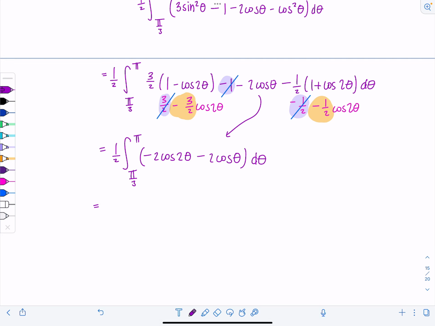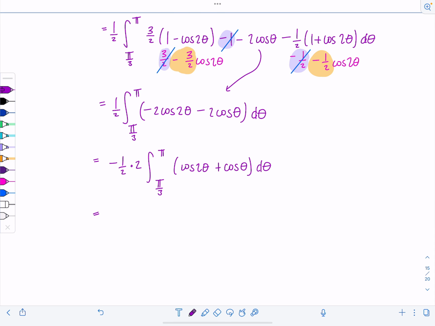Yeah? Okay, so I'm going to have negative 1/2 times 2, and then we're going pi over 3 to pi, and then this is cosine 2 theta plus cosine theta d theta. And then this is 1. I want to get rid of the negative. I'm going to flip the limits of integration. I know. I like to get it as clean as possible before I integrate. It saves you from making mistakes.